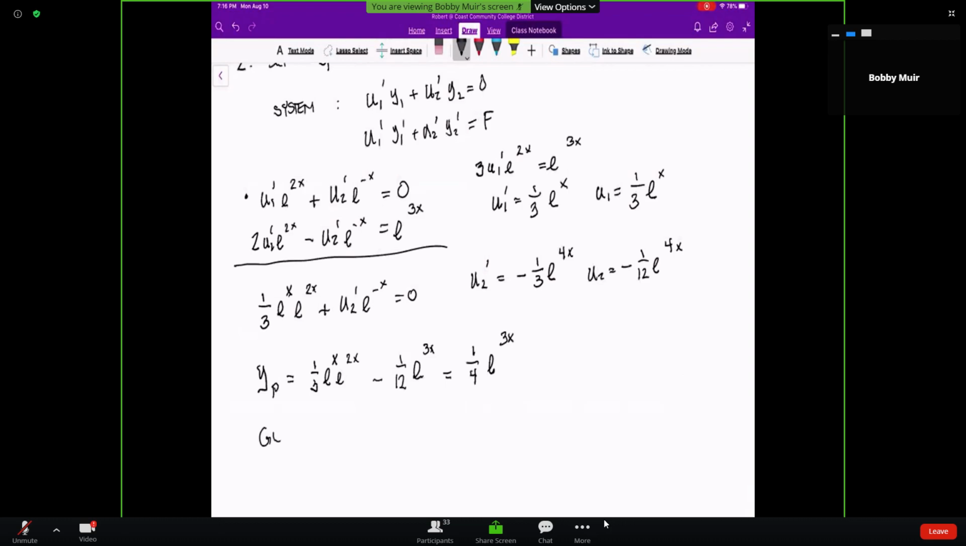And so the general solution is c1 e to the 2x plus c2 e to the 3x, plus this dangling particular solution.